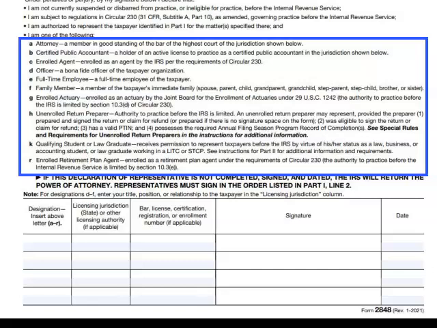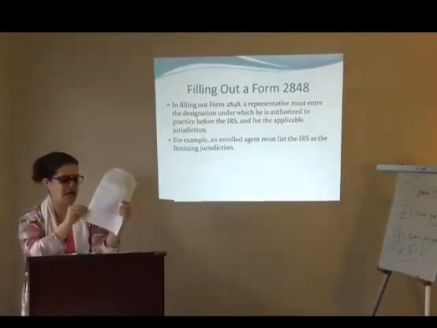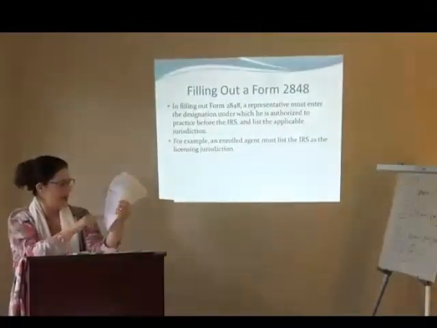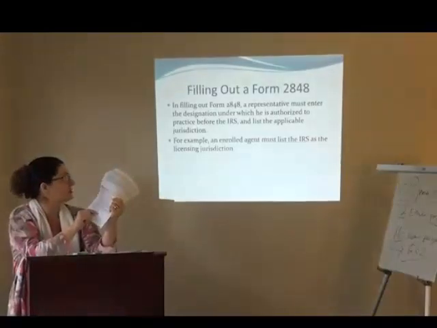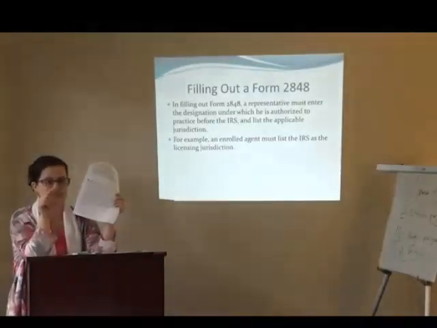If you are an EA, you put your designation, which is C. I should memorize that letter, but you put C right here, and then your licensing or jurisdiction is going to be the IRS. I usually put IRS and then I slash it and I put federal, because that's our licensing is federal.